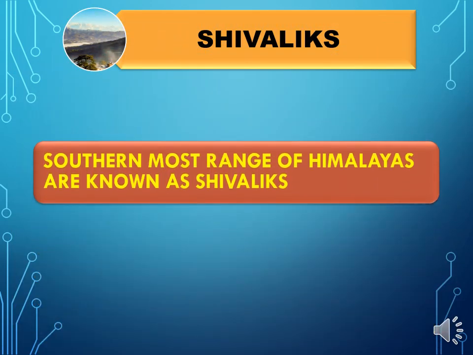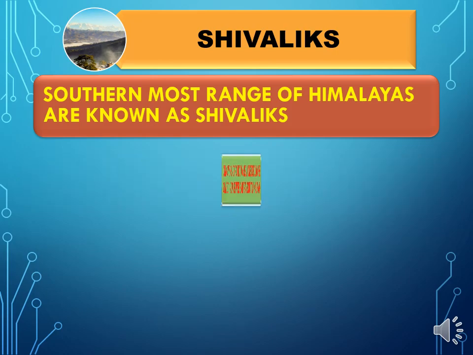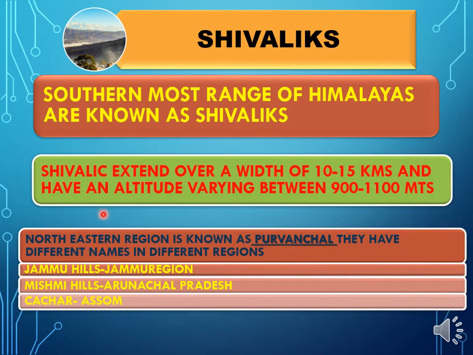Now let us move to the Shivaliks. The southernmost range of the Himalayas is known as Shivaliks. Shivaliks extend over a width of 10 to 15 kilometers and have an altitude varying between 900 meters to 1100 meters. In the northeastern region, it is known as Purvanchal. They have different names in different regions: Jammu Hills in Jammu region, Mishmi Hills in Arunachal Pradesh, Kachar in Assam.